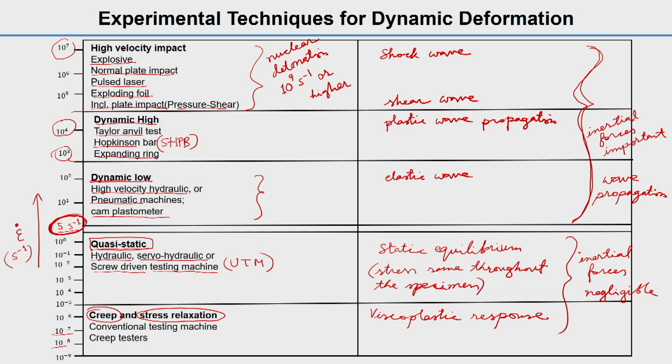So, we have the boundary at 5 per second, and we are differentiating that this is dynamic on the top of that strain rate and quasi-static on the bottom, where we have static equilibrium and stress same throughout the specimen. Now we will discuss a few of the commonly used tests, and also go through how we measure the strain rate.